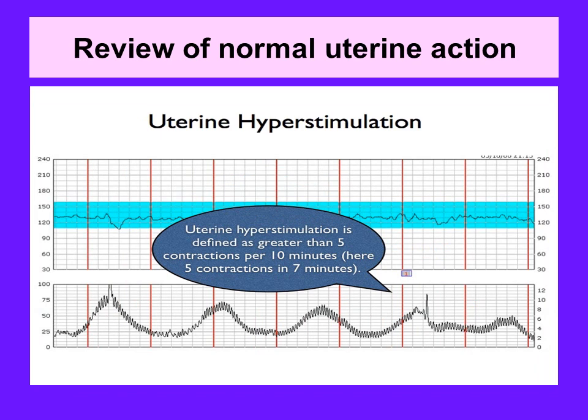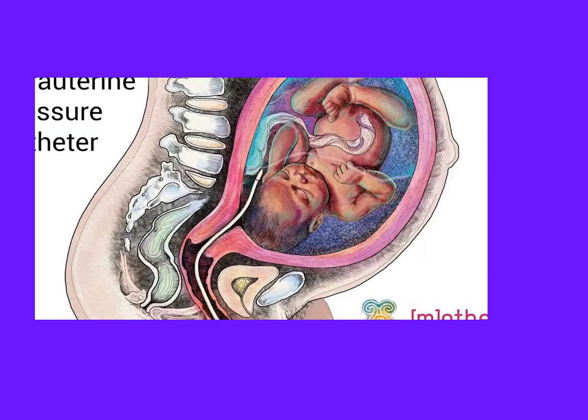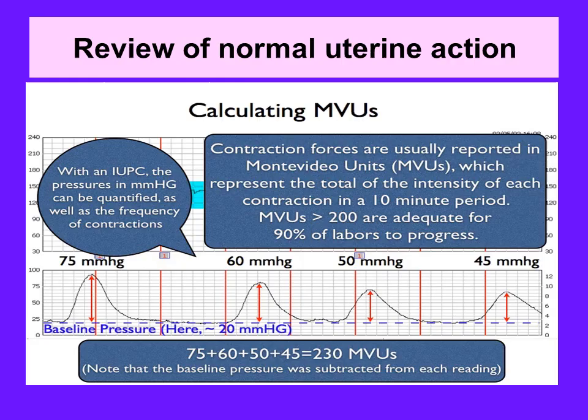As you can see in this slide, we are having contractions almost every 1.5 minutes. As you will see here, in a space of 7 minutes, as you note by the number of red lines, we had 5 contractions. By definition, this is called uterine hyperstimulation. This slide demonstrates an intrauterine pressure catheter used to monitor strength of uterine contractions. This slide shows uterine contraction strength reporting. As you can see, contraction forces are reported as Montevideo units.